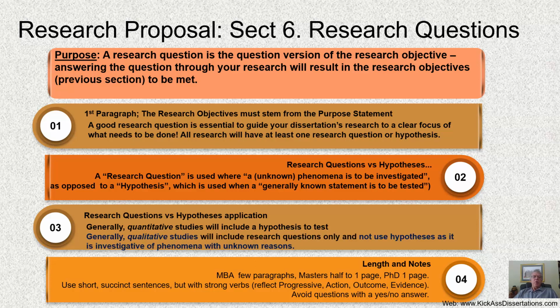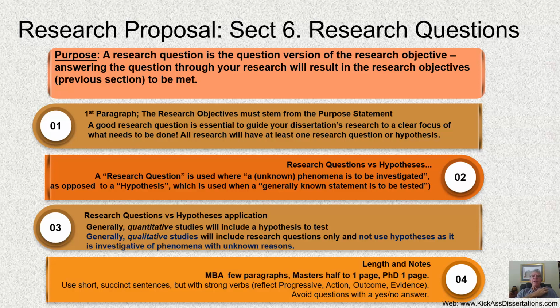Then generally in qualitative studies, you're going to include research questions only, because you're going to investigate something that is unknown. There's some phenomenon that you want to investigate. Therefore, we generally see in qualitative studies that there won't be any hypothesis set. Mixed method studies, of course, can be a combination of both.